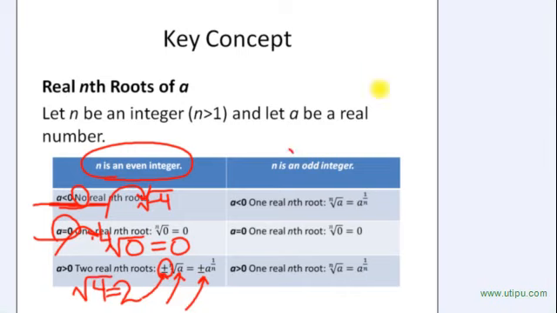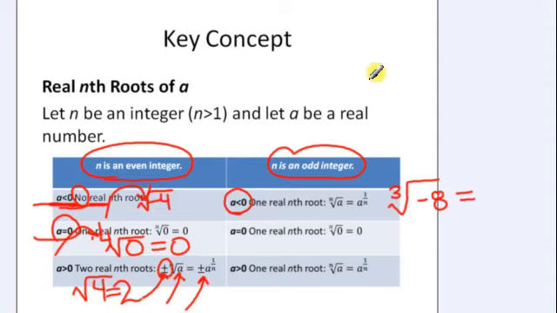Let's look at if n is an odd integer. Well, if n is an odd integer, like let's say cube root, and let's say I take the cube root of a negative value where a is less than 0, something like negative 8.